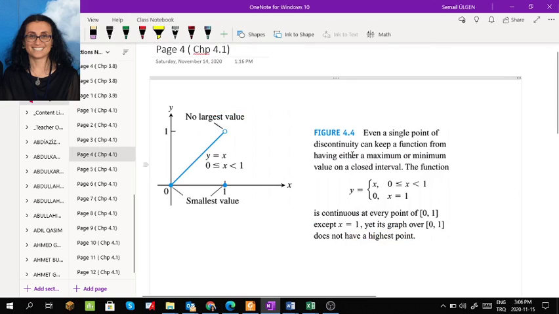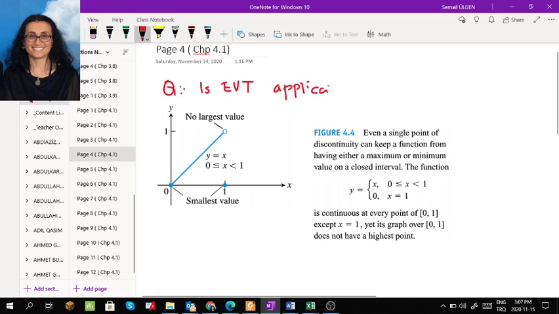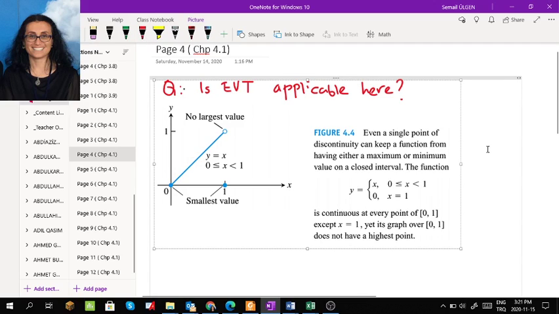So let's look at this function. The question here is, can we apply extreme value theorem to this function? Let me write this in red. Question: is extreme value theorem applicable here? That's the question. And what are the conditions for extreme value theorem? We have just continuity, and the continuity has to be on a closed and bounded interval. Is extreme value theorem applicable here?